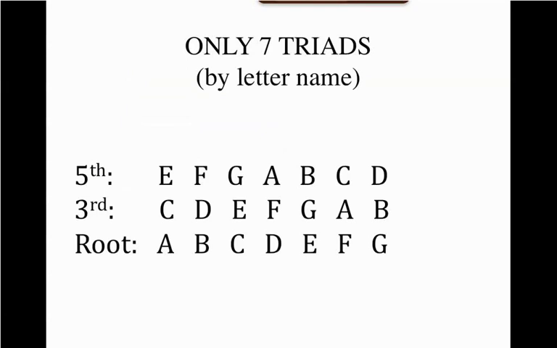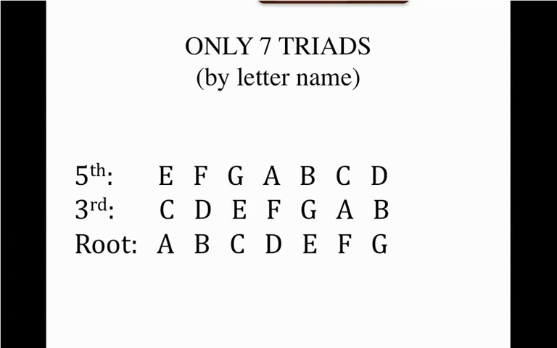What's remarkable is that, at least by letter name, which is what we've been working with, only 7 triads exist. There are 7 letter names in music, so there are only 7 ways to structure a stack of thirds above them. There's an A triad, a B triad, etc., all the way up to the G triad.